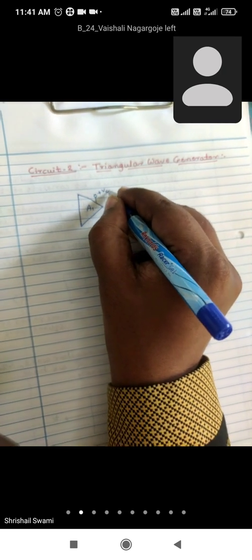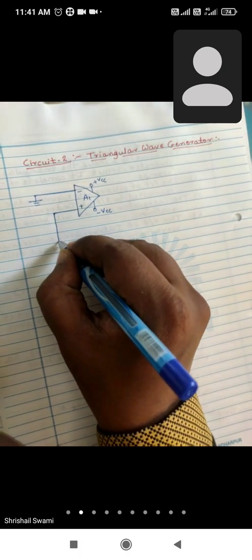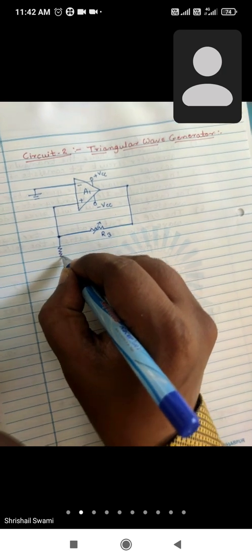This is the op-amp A1, which acts as a comparator here. The inverting terminal is grounded. At the non-inverting terminal, there is a voltage at this point. There is a feedback here. R3 you can take as variable. And this is R2.